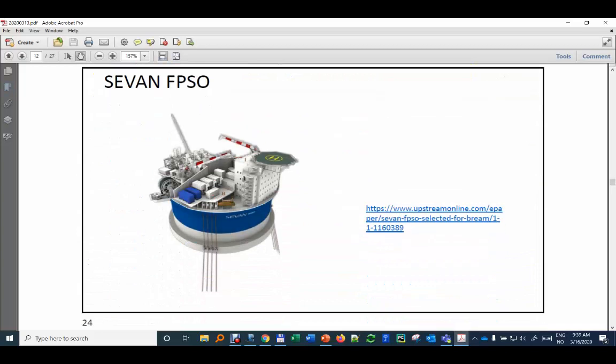Sevan FPSO has the same principle as the FPSO, but in that case we just take the swivel out, take the rest out, and then we make it big, such that we have space for all the facilities we need to place.